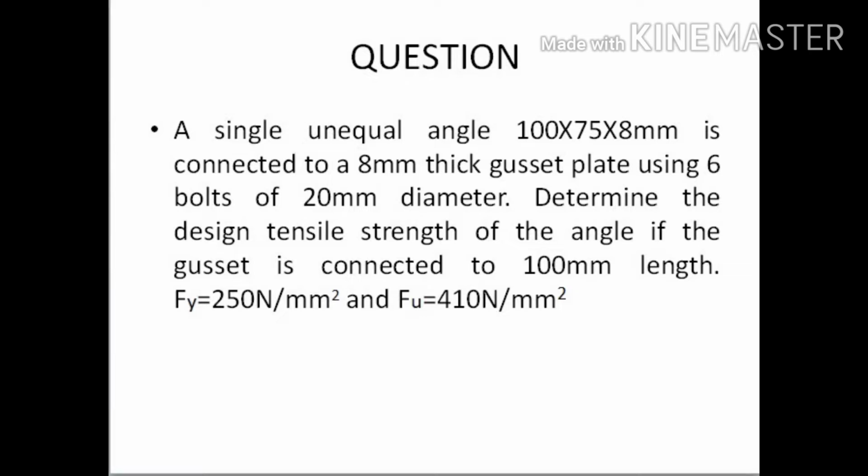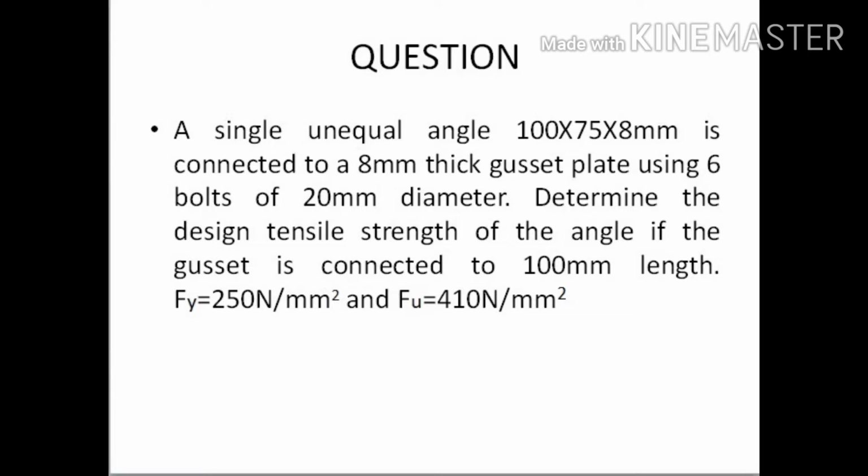Question: a single unequal angle 100 by 75 by 8 mm is connected to an 8 mm gusset plate using 6 bolts of 20 mm diameter. Determine the design tensile strength of the angle if the gusset is connected to the 100 mm length. Fy is equal to 250 Newton per mm square and Fu is equal to 410 Newton per mm square.